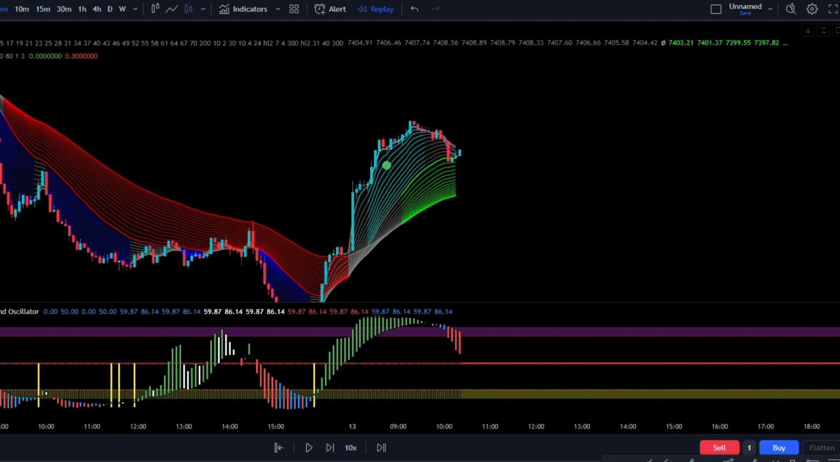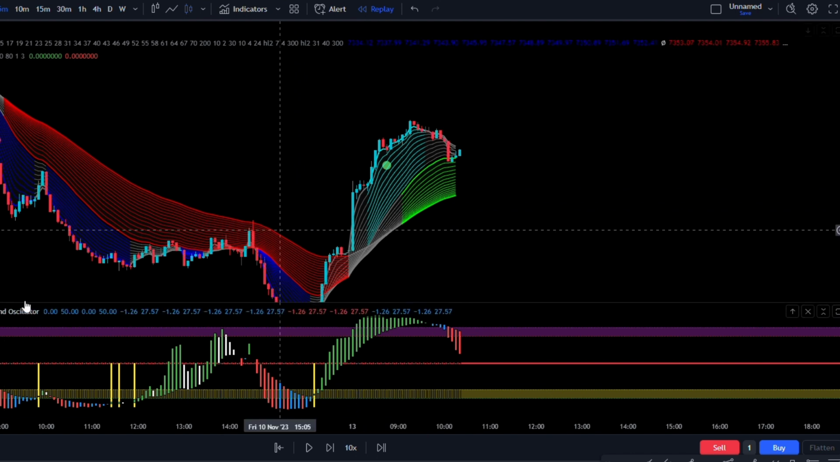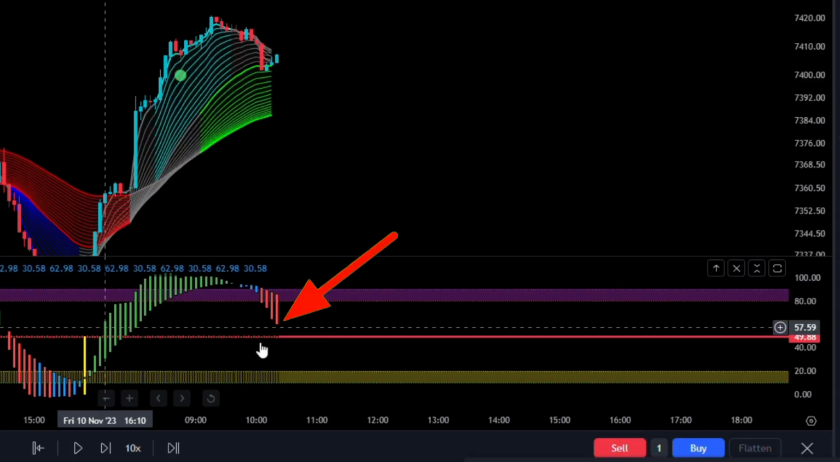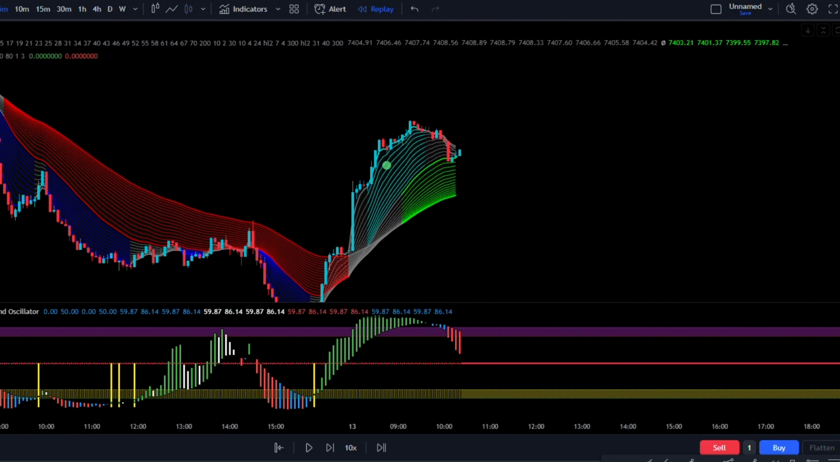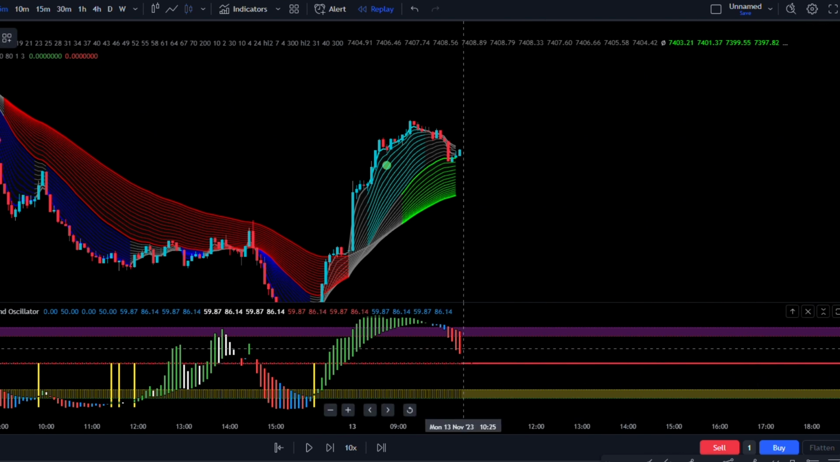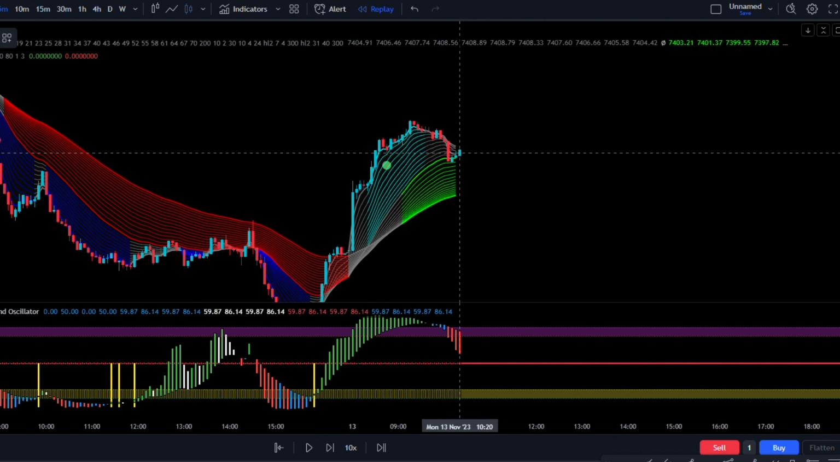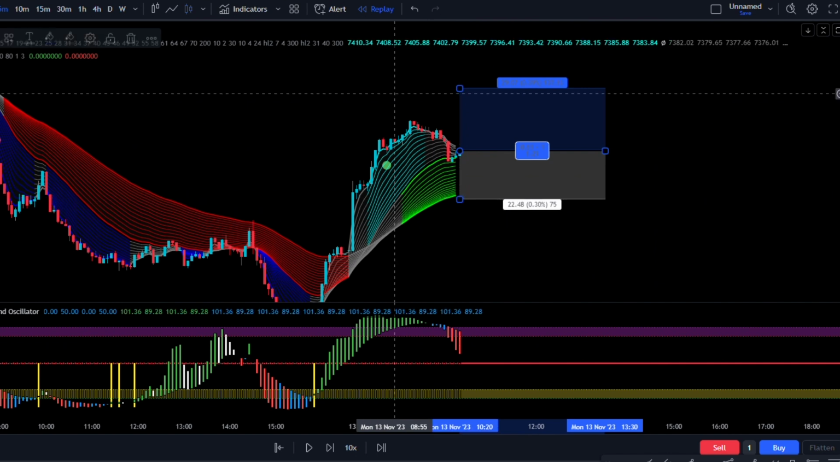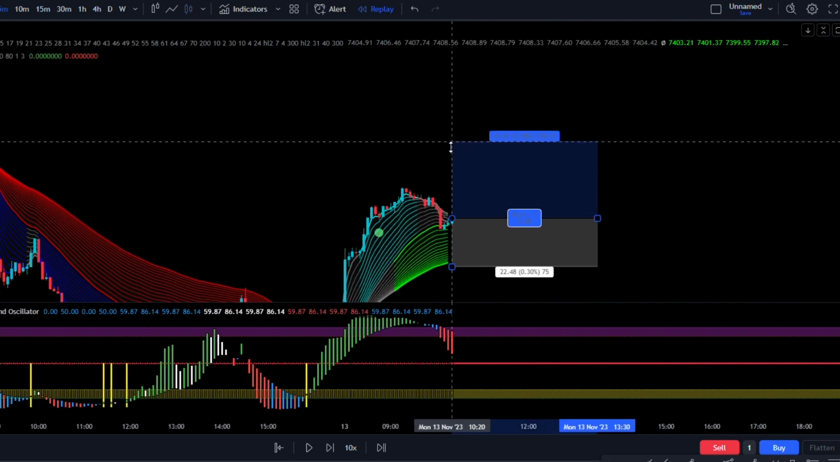And following this, the final entry confirmation is going to be the banker fund flow oscillator. It needs to be above the 50 level, confirming that there's enough momentum in the market. And as you can see here, it's above the 50, so we can take the instant execution with the stop loss below the EMA, and we're going to be targeting a 1.5 R.